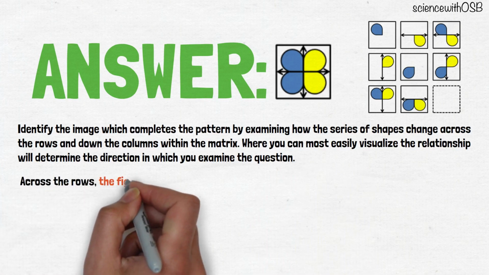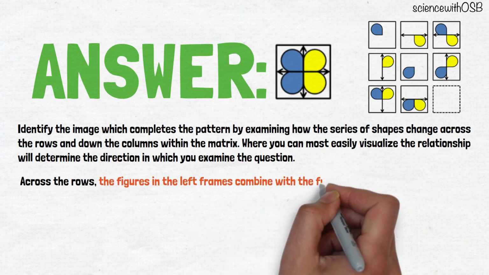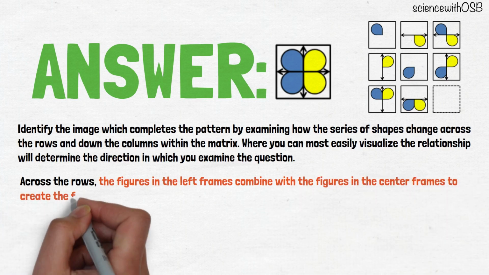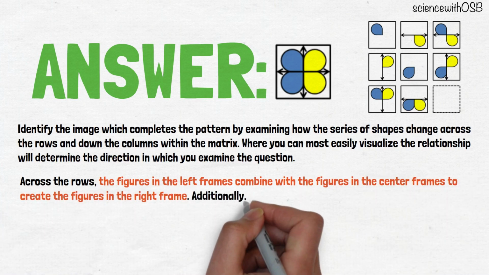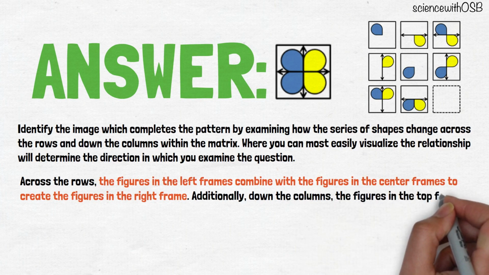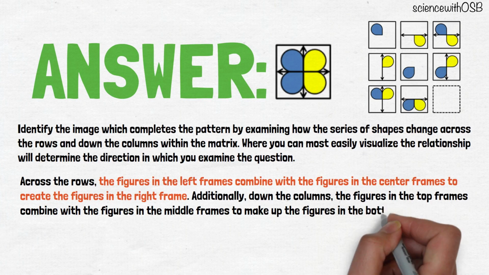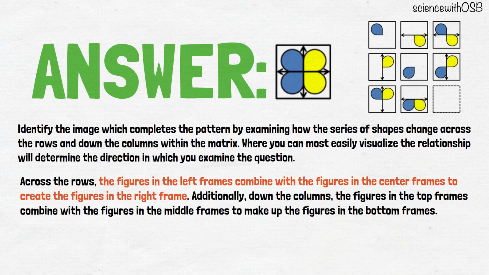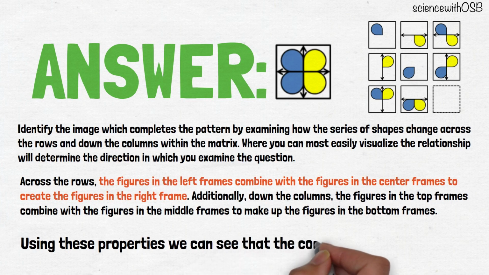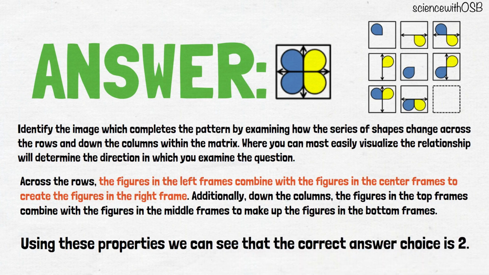Across the rows, the figures in the left frames combine with the figures in the center frames to create the figures in the right frame. Additionally, down the columns, the figures in the top frames combine with the figures in the middle frames to make up the figures in the bottom frames. Using these two properties, we can see that the correct answer is choice 2.